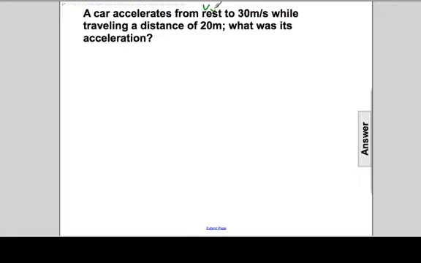So again, we know the initial speed is 0, the final speed is 30, the displacement is 20. What was the acceleration? We know that 2ad is equal to v squared minus v naught squared. So this is the equation just solved for different variables.